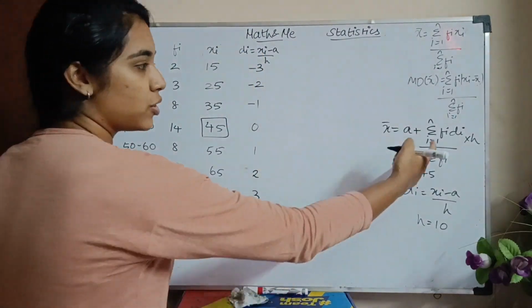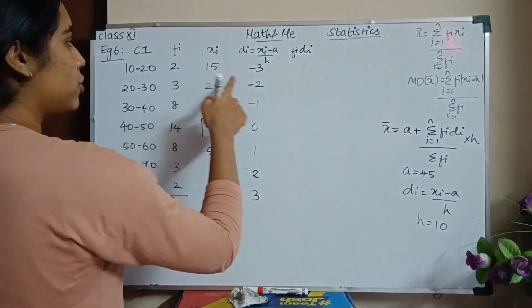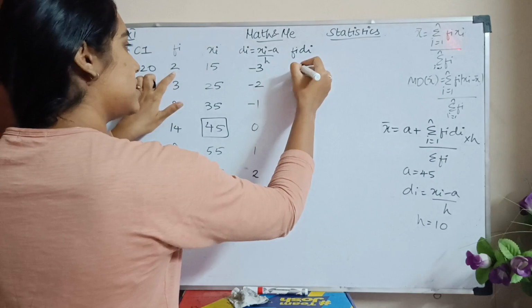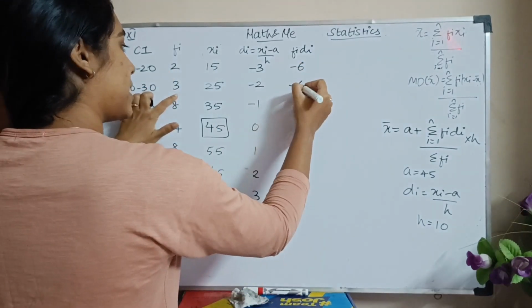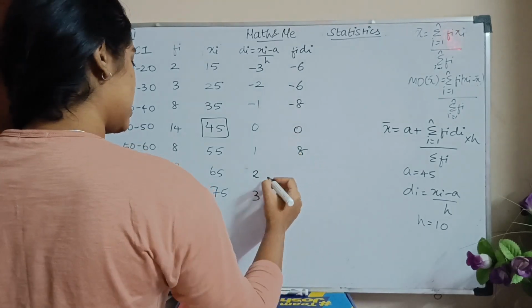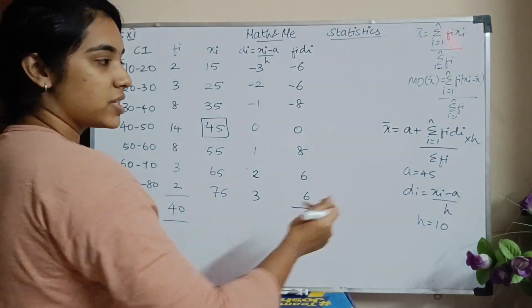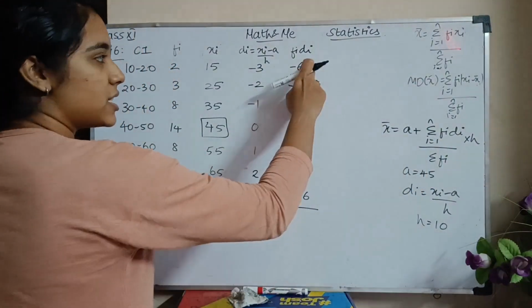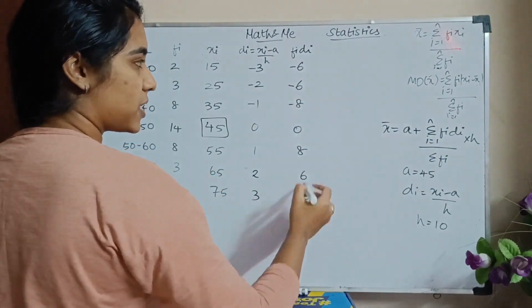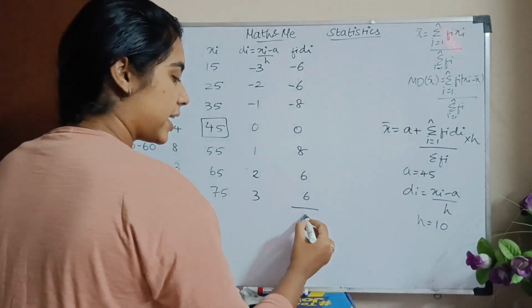But what is your next step? You need to find your fi di. Correct? You have to multiply. So 3 2s are 6, minus 6. 3 2s are 6, minus 6. 8 into minus 1 is minus 8. Then 0. Then 8, 3 2s are 6, 3 2s are 6. Now you have to add these, because I need the sigma fi di. So when I add all this, minus 6 plus 6, minus 6 plus 6, minus 8 plus 8, I get a 0.